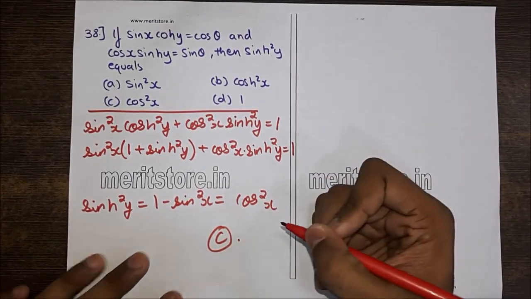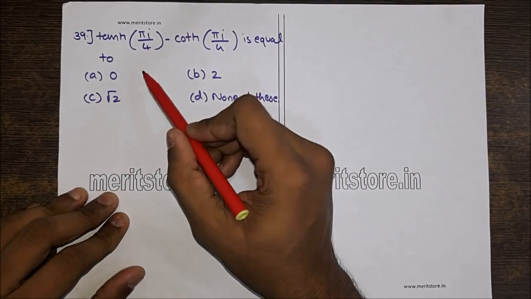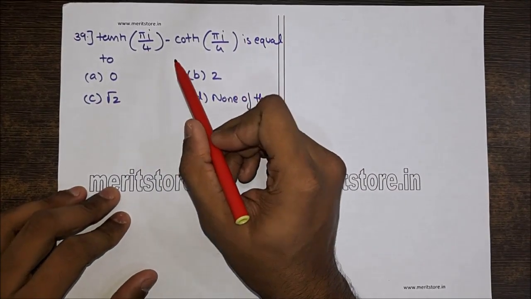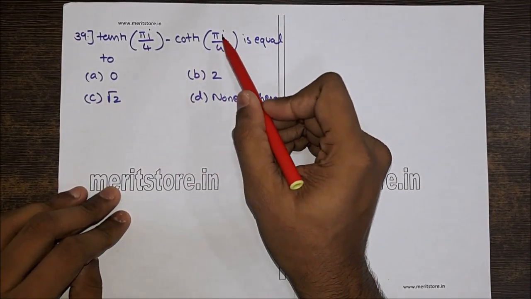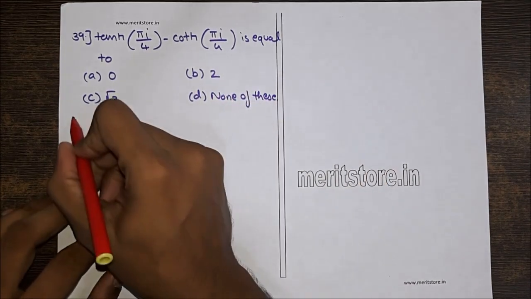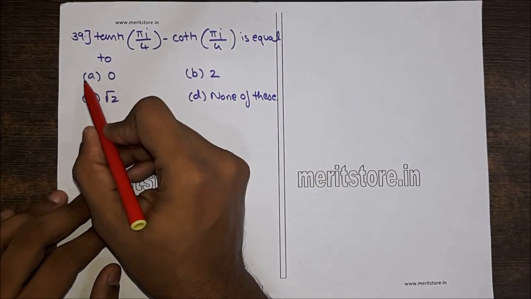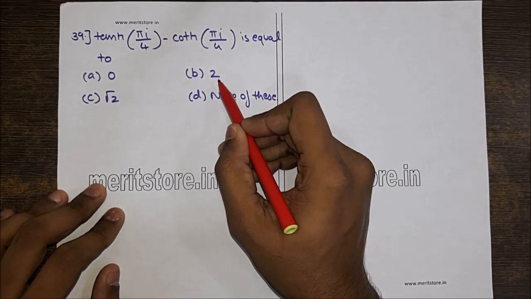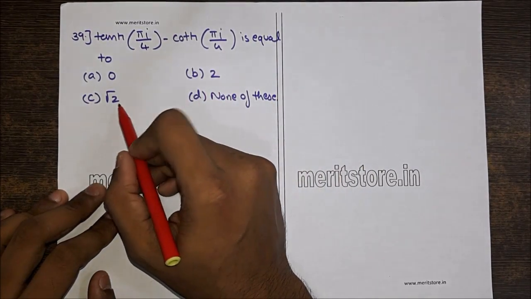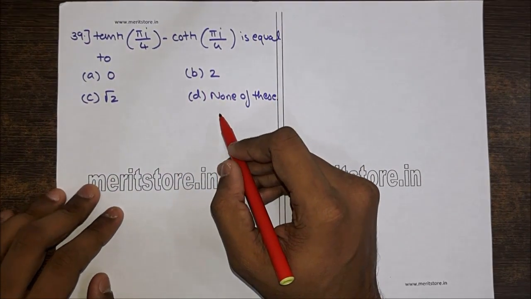Tan hyperbolic pi i by 4 minus cot hyperbolic pi i by 4 is equal to option A 0, option B 2, option C root 2, or option D none of these.